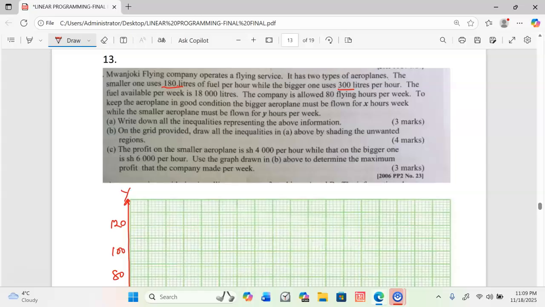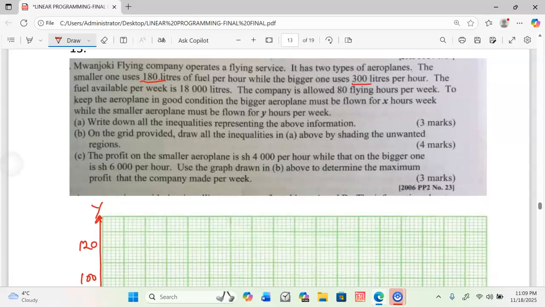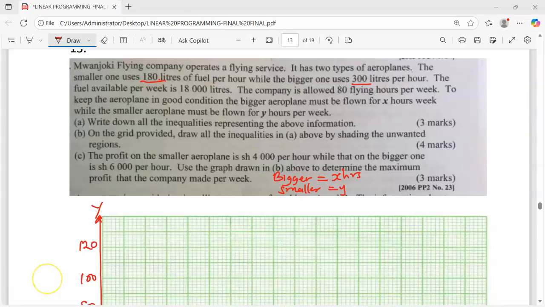So what we are going to do, we are going to start by letting the bigger aeroplanes take X hours, and the smaller one take Y hours in a week. So we are going to proceed as follows.